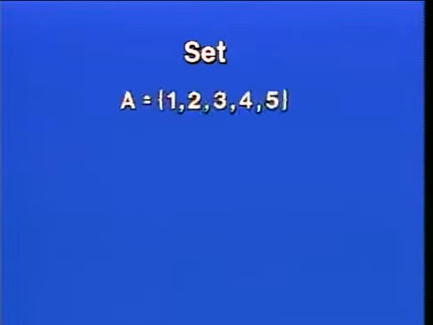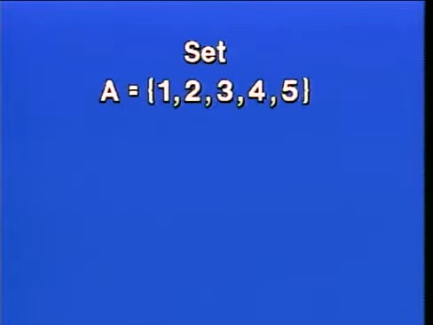A set is simply a collection of objects or things. We'll be talking about sets of numbers. Now, sets of numbers are often designated like this. Notice the symbols on either side of this listing of numbers. These are called braces, and the braces are just used to contain the items that are listed within a set. So this set A contains the items 1, 2, 3, 4, and 5.